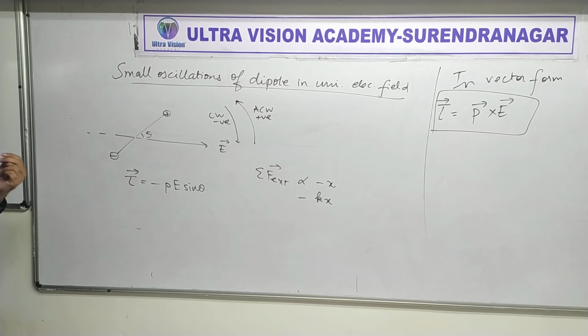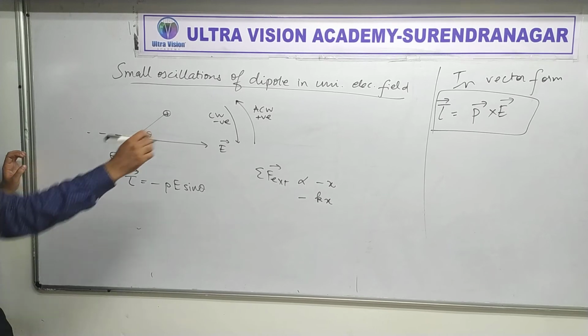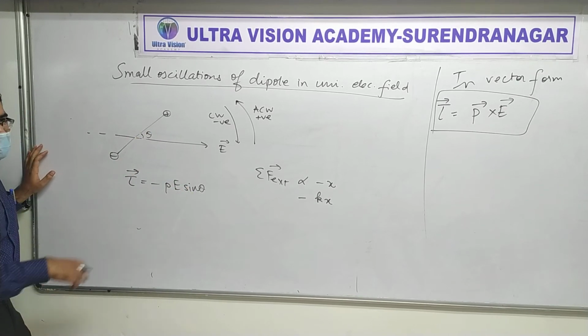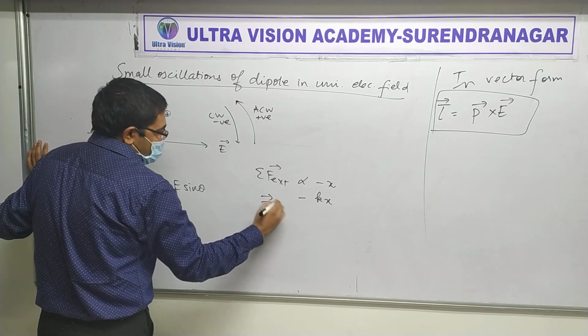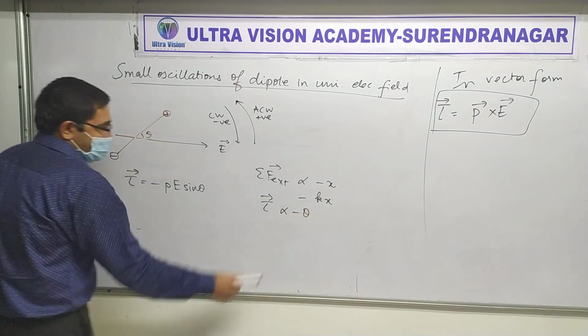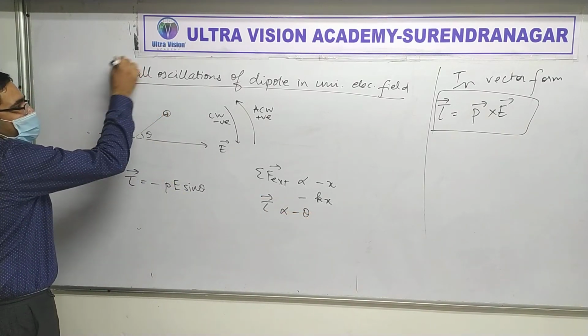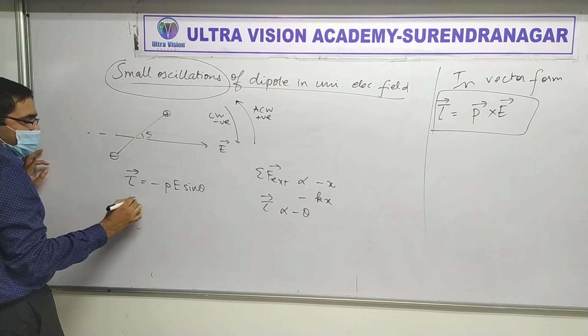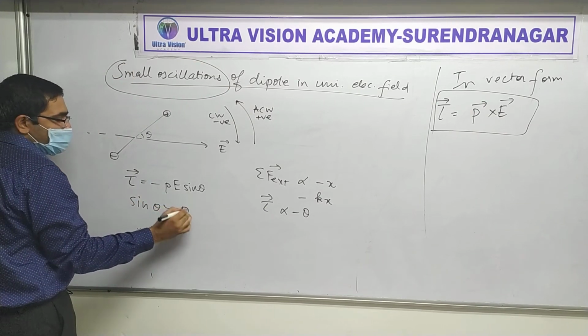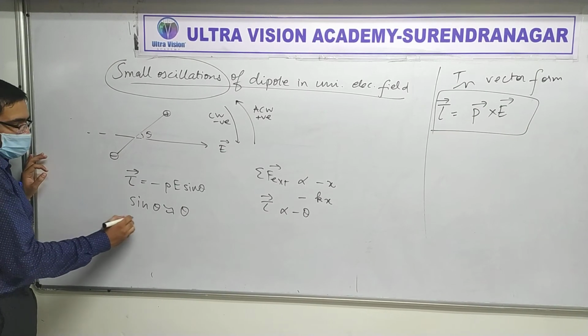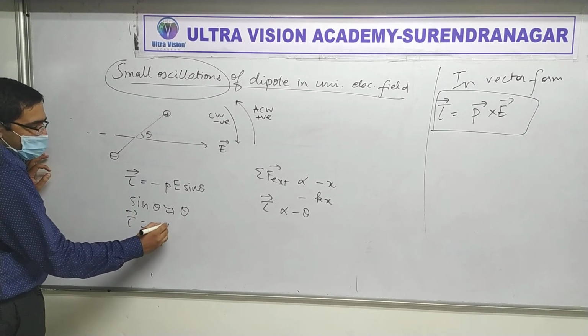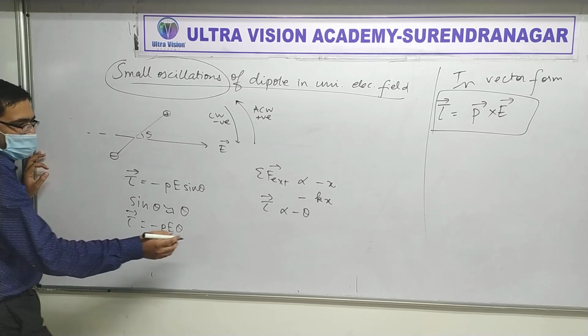Okay, yeah, here. So it's not of that form. In rotation you should write torque. It should be like this in rotation. I hope you get this. This is not that form. But if you take small oscillation, for small oscillation sin theta is nearly equal to theta. Okay, so what do we get? Torque will become equal to minus PE theta. Compare with the standard equation.